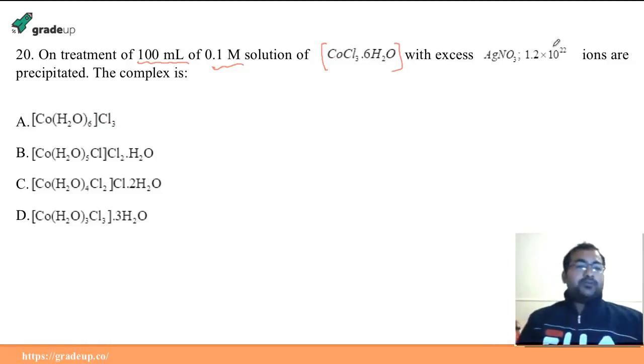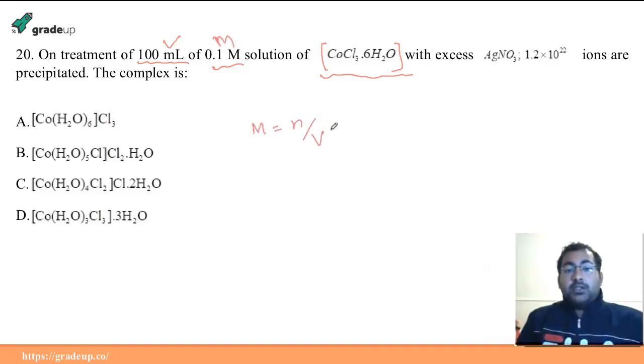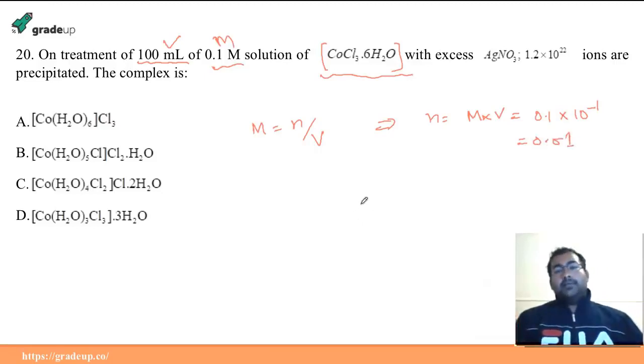Okay, so let's first talk about how many moles of CoCl3.6H2O were there. We have been given the volume and the molarity. Molarity is equal to number of moles divided by volume, hence the number of moles will be molarity into volume, which will be 0.1 times 10 to the power minus 1 liter. So 0.01 moles were there.